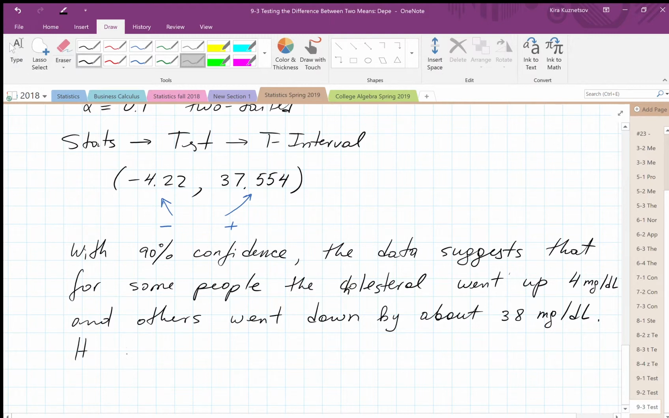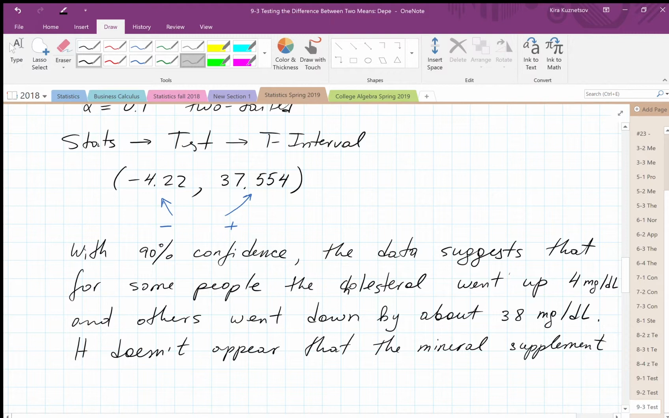It doesn't appear that the mineral supplement promotes change. This is a very elaborate sentence. You probably don't need to go this far, but this is definitely a good one.